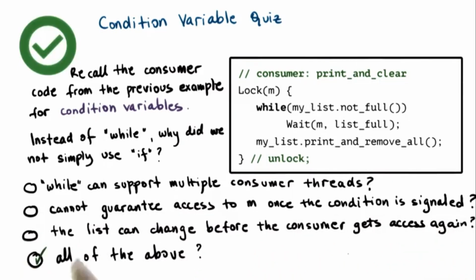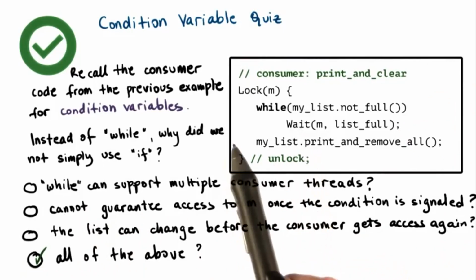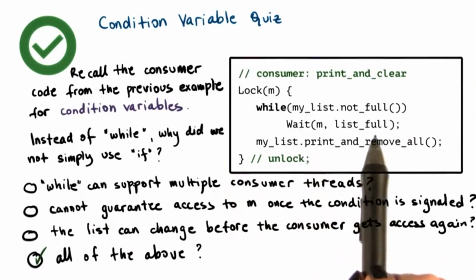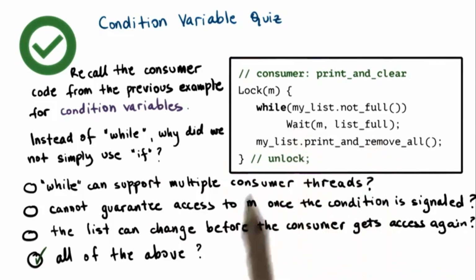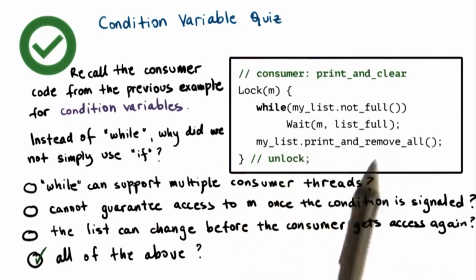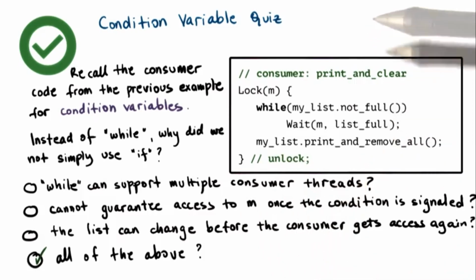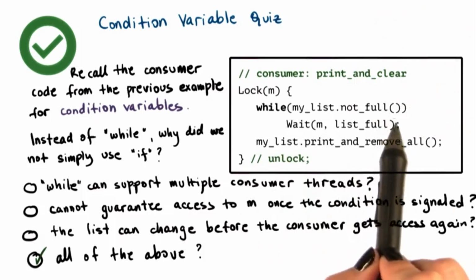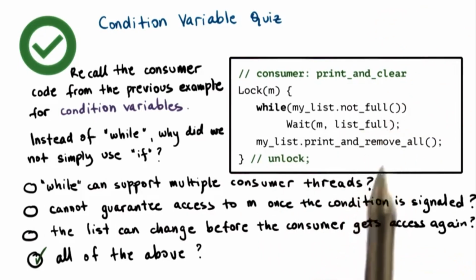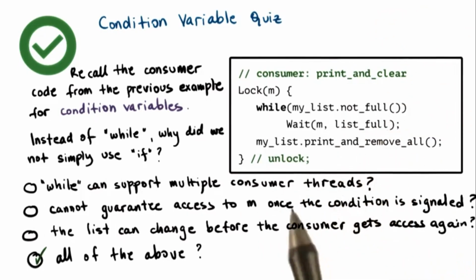The correct answer is all of the above. For instance, when we have multiple consumer threads, one consumer thread is waiting. It wakes up from the wait statement because the list is full. However, before it gets to actually reacquire the mutex and process that list, newly arriving other consumers will reacquire the mutex, see that the list is actually full, and print and remove its contents.